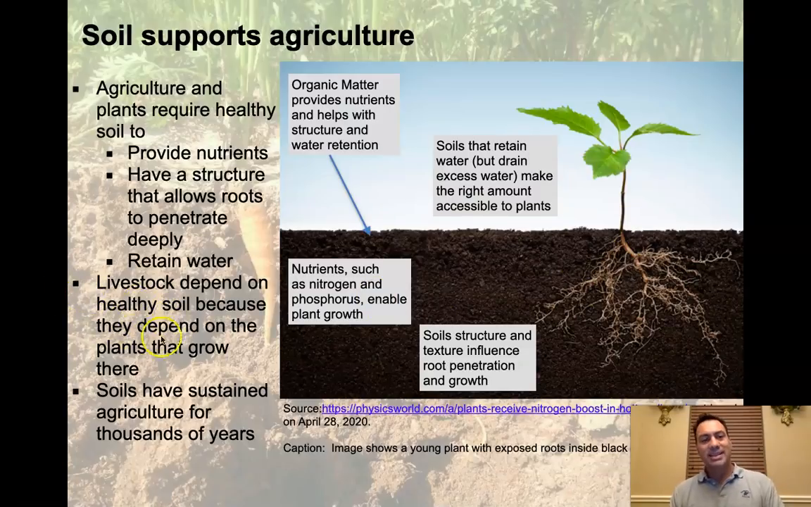Livestock depend on healthy soil because they depend on the plants that grow there. That's kind of common sense. It's the next step, right? If you want to have healthy livestock, you need to have healthy soils to grow the grasses that they survive off of. And then, of course, soils have sustained agriculture for thousands of years. And it's our plan to create a sustainable system that's going to continue to do this forever. Nature actually makes very sustainable soils automatically. Human beings, through their interventions in soils and with our machines and so forth, tend to degrade the soil. Our next lecture, not this one, will actually deal with that very issue.